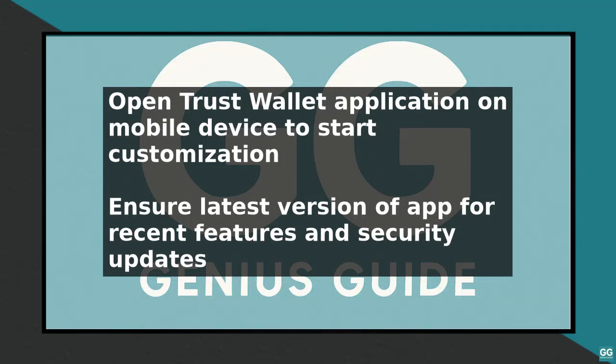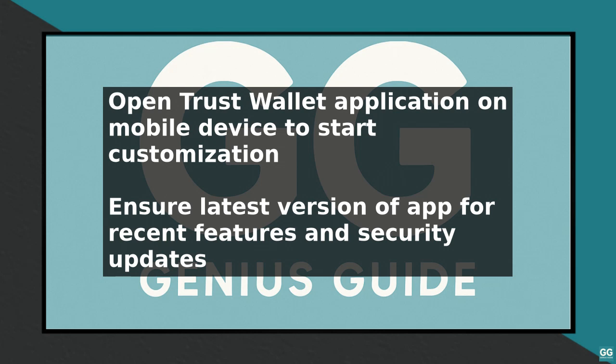To customize Trust Wallet fingerprint login, start by opening the Trust Wallet application on your mobile device. Ensure you have the latest version of the app to access the most recent features and security updates. Navigate to the Settings section, usually located at the bottom right corner of the screen, and select the Security option.